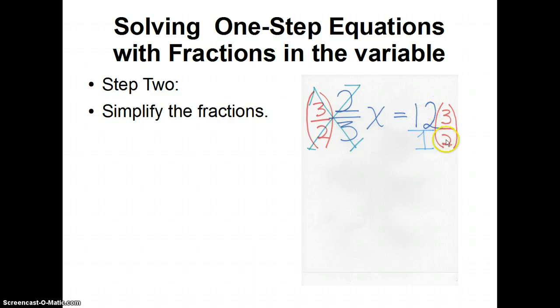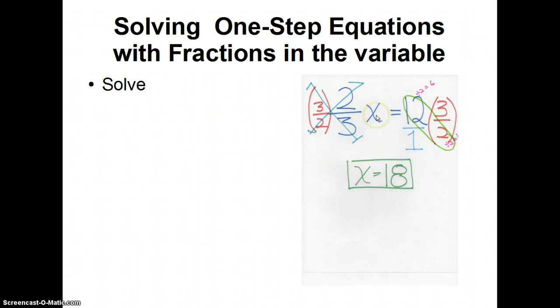I'm going to see if we can cross simplify, because I like to work with smaller numbers if we can. And indeed, 12 and 2 are both divisible by 2. So I'm going to divide 12 by 2 and get 6, and 2 divided by 2 is 1. Now I'm working with smaller numbers. So we have x equals 6 times 3, which gives us 18.